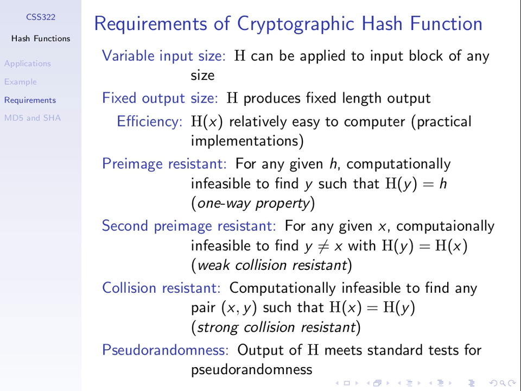First is the one-way property. We've already mentioned that. Easy to go in one direction, but if you have the hash value h, it should be computationally infeasible to find the pre-image of h, y, such that if we take the hash of y, we get h. That is going the reverse direction. That's called the one-way property, or also called pre-image resistance. Finding the pre-image of the hash value is hard. The algorithm should resist such a task.